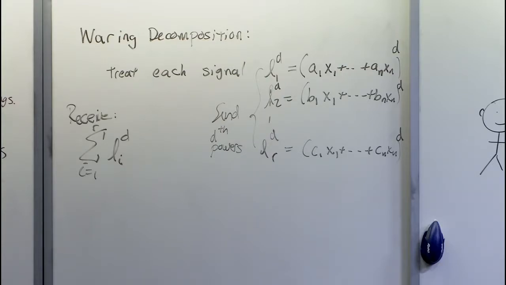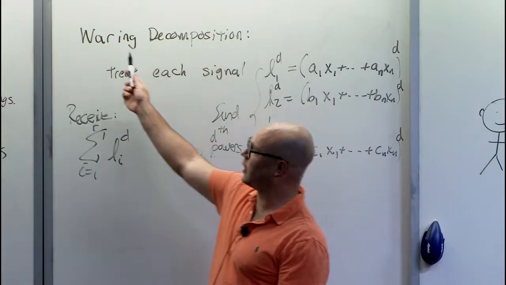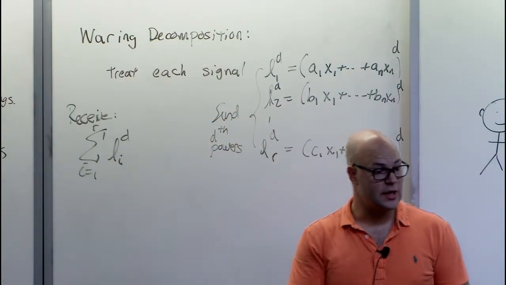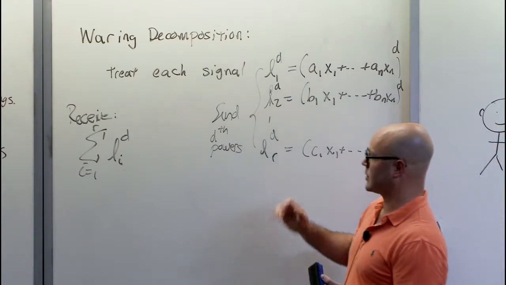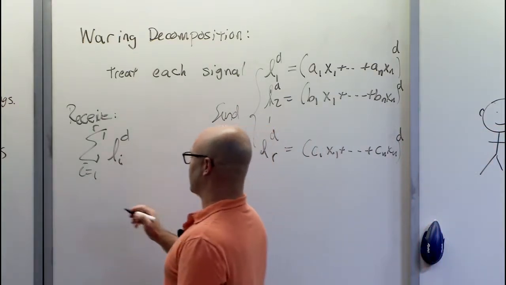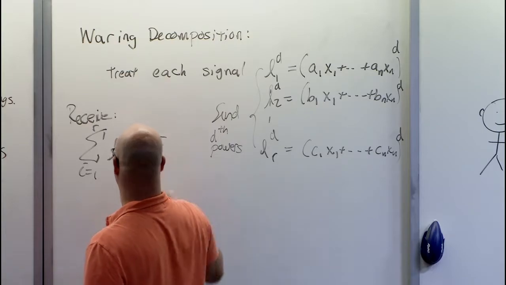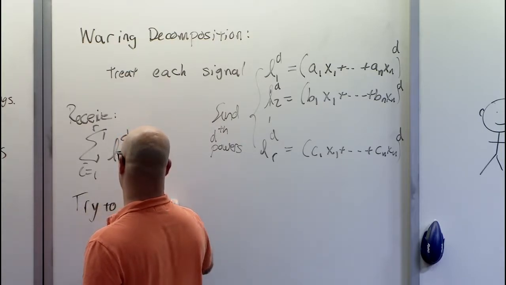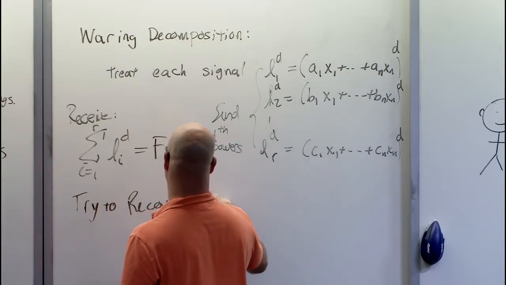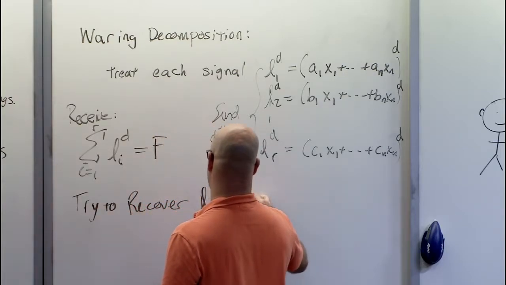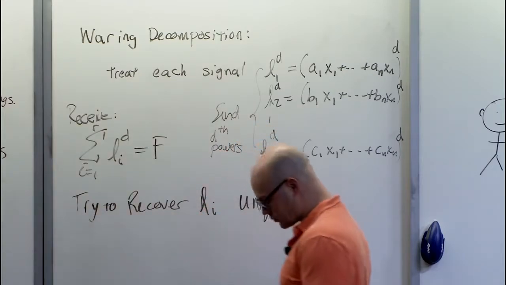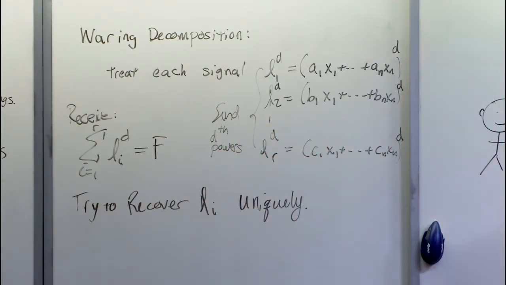And our goal, so why is this called Waring decomposition? Waring, maybe 400 years ago, was interested in solving this problem for integers and prime numbers. But we're interested in solving this problem for polynomials. So this is going to be our, say, f, and then try to recover the Li uniquely. So that's the goal. That's what we're trying to do.